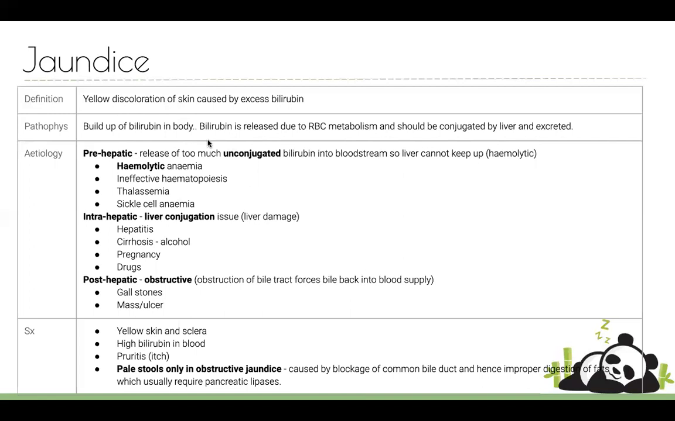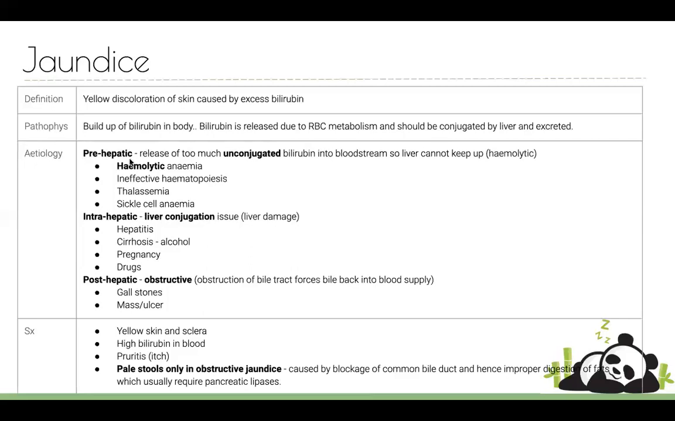Now, jaundice. So jaundice is a yellow discoloration of the skin caused by excess bilirubin. And you might remember from our last session that bilirubin is released because of red blood cell metabolism. And essentially, it's because it's broken down. You're releasing all this heme. And usually it should be conjugated by the liver and then excreted. And so you would get buildup mainly in 3 ways, and they want you to know these pretty well.